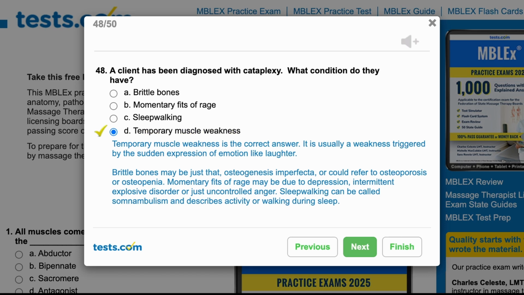Brittle bones may be just that, osteogenesis imperfecta, or could refer to osteoporosis or osteopenia. Momentary fits of rage may be due to depression, intermittent explosive disorder, or just uncontrolled anger. Sleepwalking can be called somnambulism and describes activity or walking during sleep.